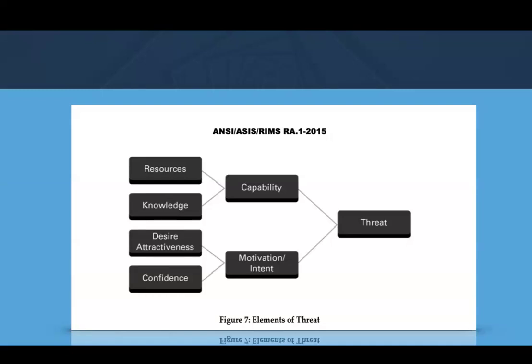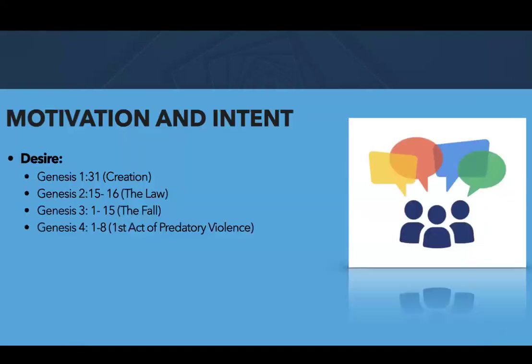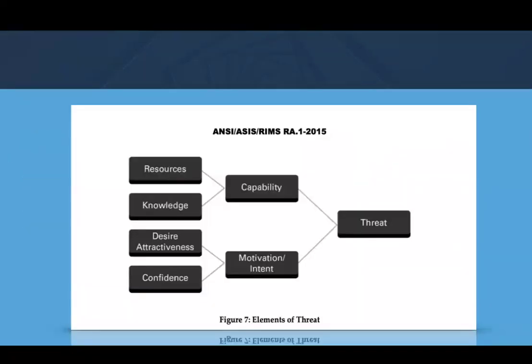This comes from ASIS, and this is just a basic threat element diagram. If you look to the far right, we have threat. That's the intent and capability of an adversary, right? If you look in the center, this is the definition. We break this down: what is the capability, and then what is the motivation or intent?